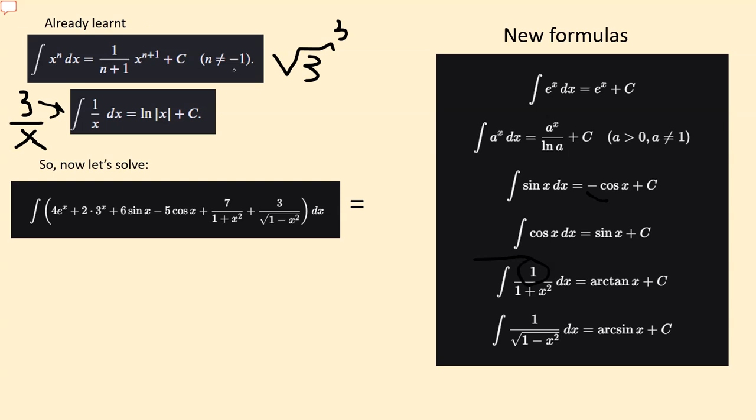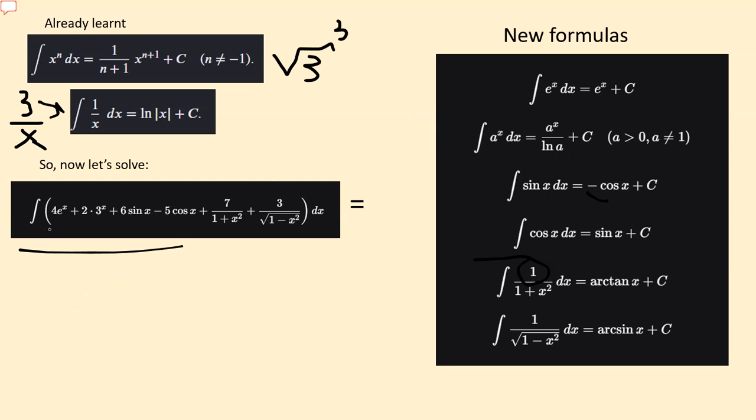quite easy, but you need to be careful when solving roots, because roots need to be changed to exponents, and also you need to review how to add and subtract fractions. That can be tricky, this basic algebra. Okay, so now let's solve this example to practice this formula.